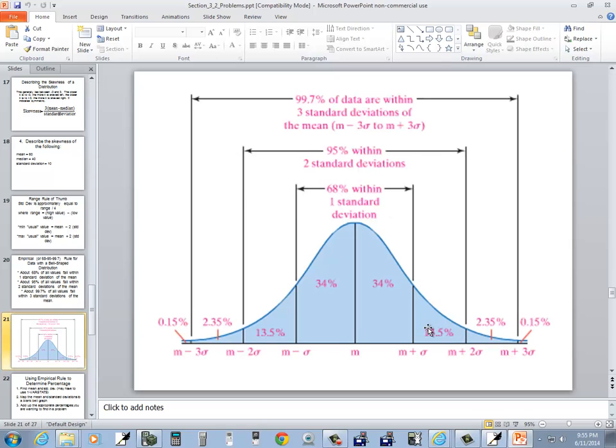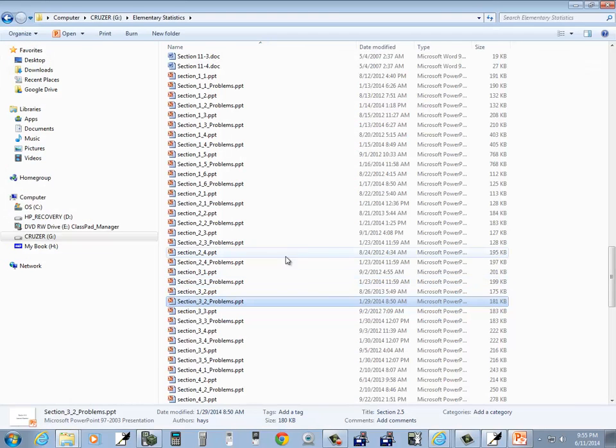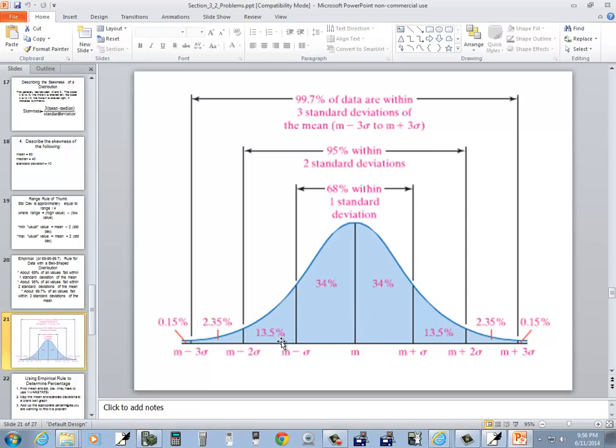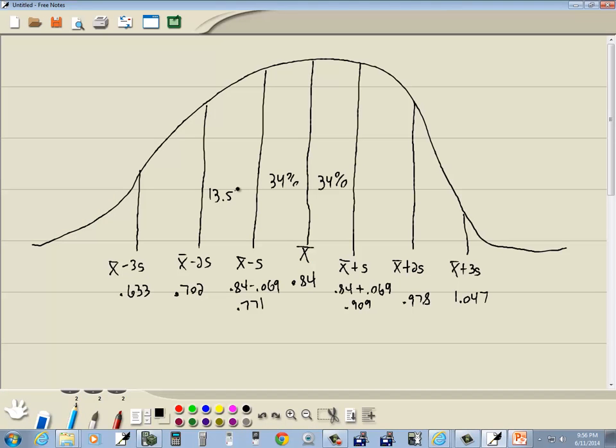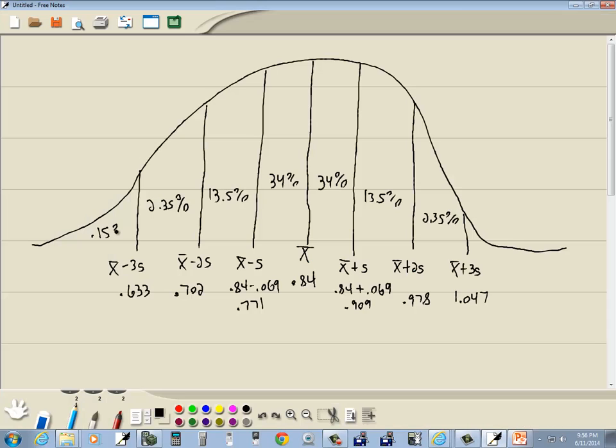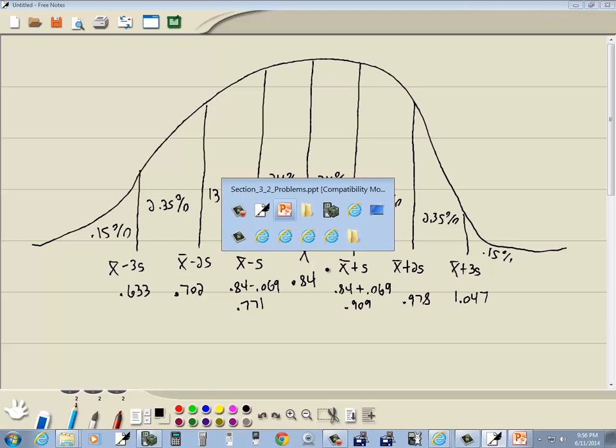Okay, now here's our percentages. These middle two bars are each 34%. So this one right here is 34%, and this one right here is 34%. This one is 13.5%, and this one will be 13.5%. Next one is 2.35%, and this is 2.35%. And then the last one is 0.15%, and over here will be 0.15%. Okay, so that's our setup for the empirical rule.